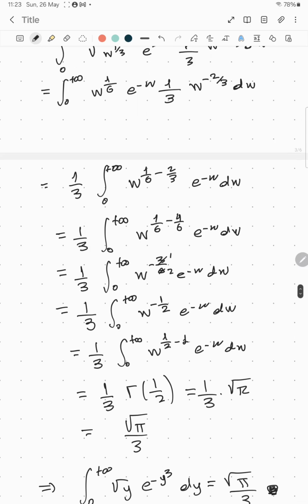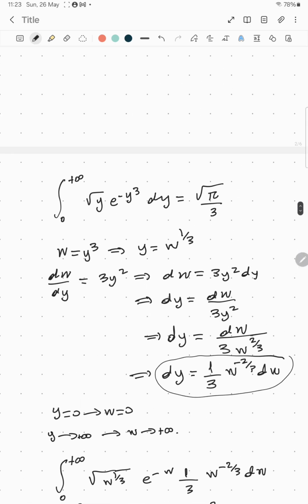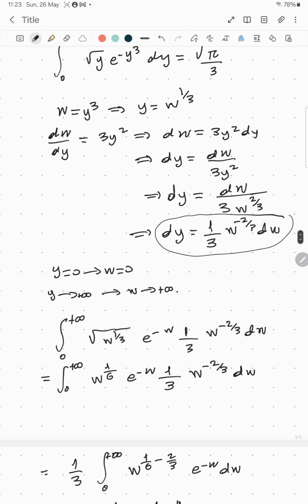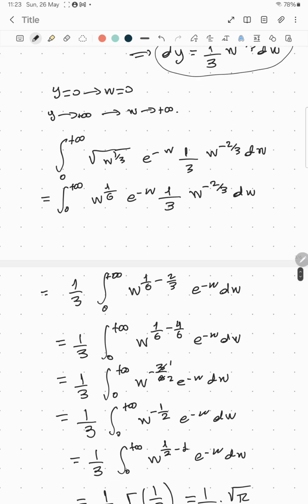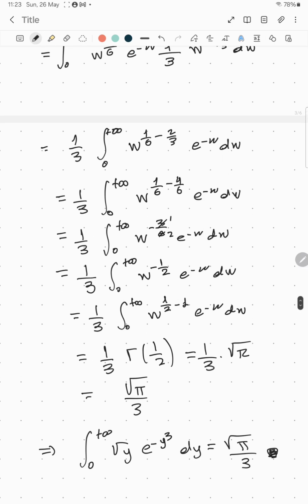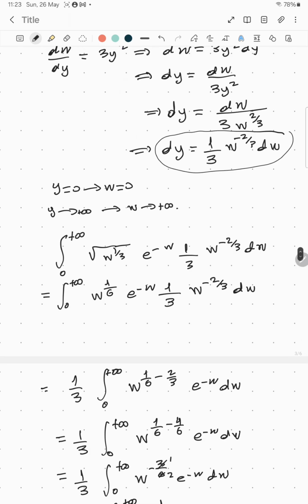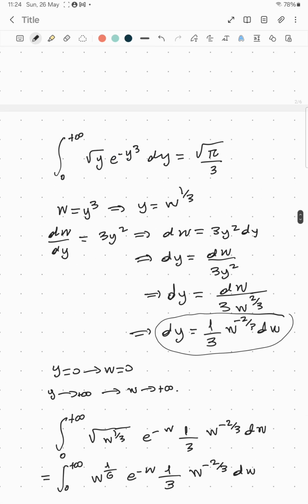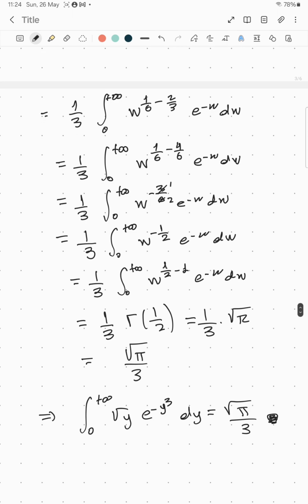By using the method of substitution, changing the variable from y to w, I change the differential and the bounds of integration, and then I use the gamma function in order to find this value, which is square root of pi. So it's a nice problem combining the change of a variable and employing the properties of the gamma function.